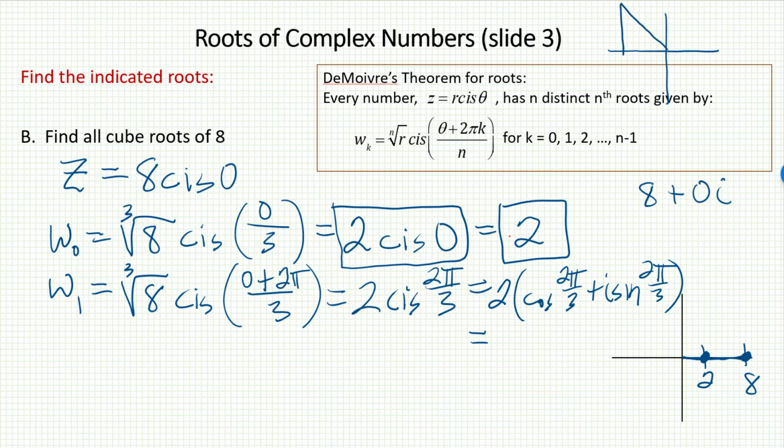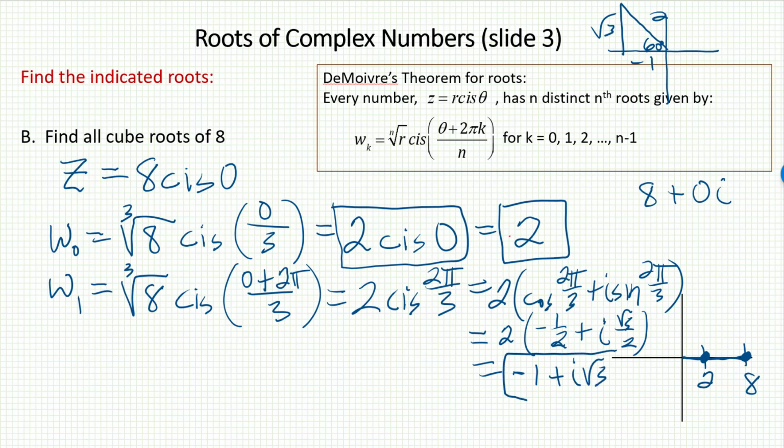2 pi over 3 is 120 degrees. My reference angle would be 60. So I've just got a 30, 60, 90 triangle. The 1 there would be negative. The cosine value looks to be negative 1/2. And the sine value is square root of 3 over 2. When I multiply through by that 2 at the front, all the 2's will cancel. And so I'll end up with negative 1 plus i root 3. This is another cube root of 8.